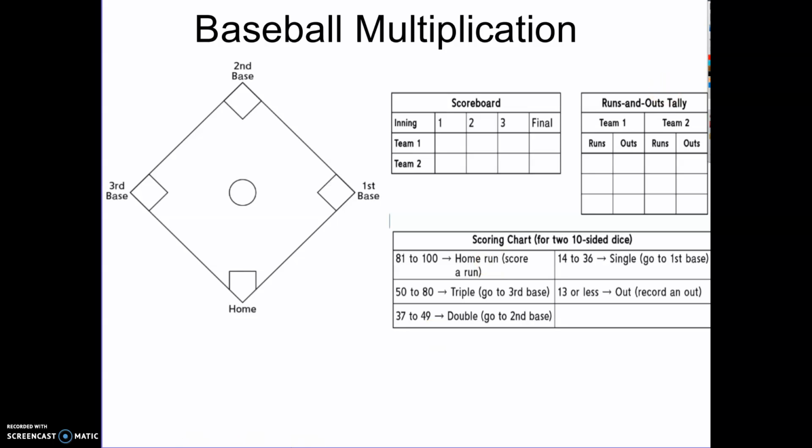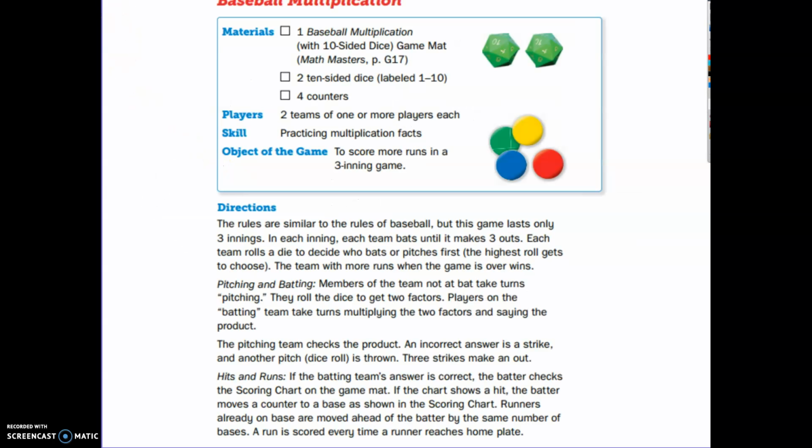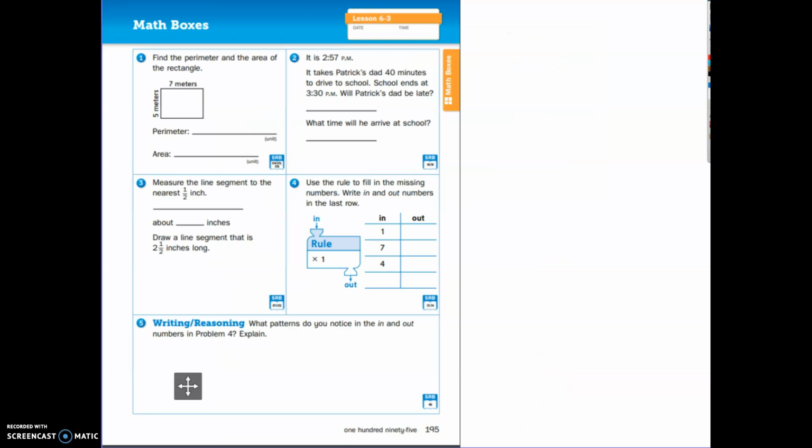So what I want you to work on is you can take the time to play baseball multiplication again. Now, if you've already written on your paper, which you probably did from yesterday, you can just do it on the whiteboard. You can keep score on a whiteboard. The directions are here again if you need them. And make sure you work on your math boxes on page 195.